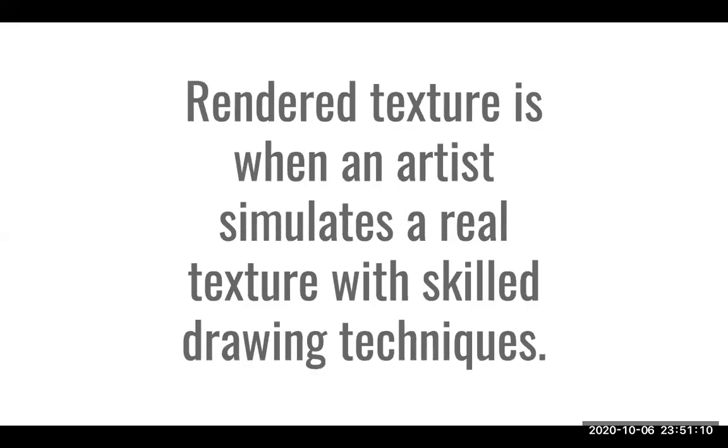So first we're going to talk about rendered texture. We're going to break down texture into 2 different groups and how artists approach texture in 2 different ways. The first way is rendered texture, which is what you will be doing for this assignment. You're going to be rendering a texture onto your object or simulating a texture onto your object. Rendered texture is when an artist simulates a real texture with skilled drawing techniques.